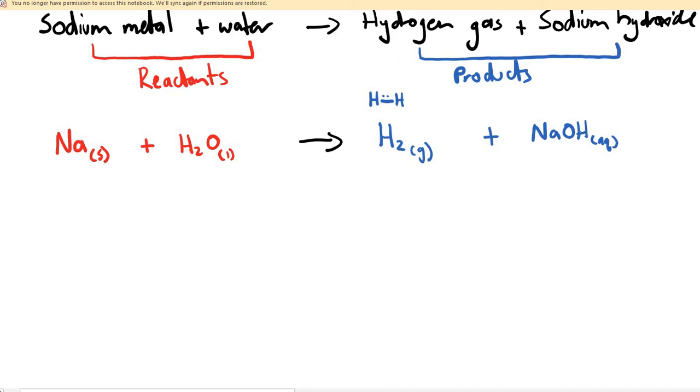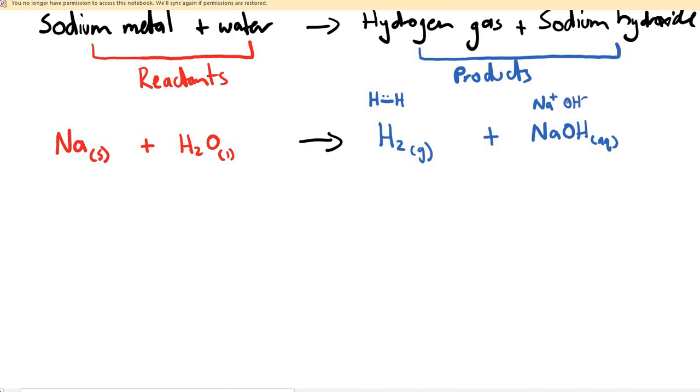We've got sodium hydroxide here. So we've got a metal, and this hydroxide is a polyatomic ion. Previous videos talked about that. So it's a non-metal, and we've got a metal. So we've actually got an ionic compound that forms here. This is like a crystal. So we've got sodium ion, which is Na+, and we've got a hydroxide ion, which is OH-.